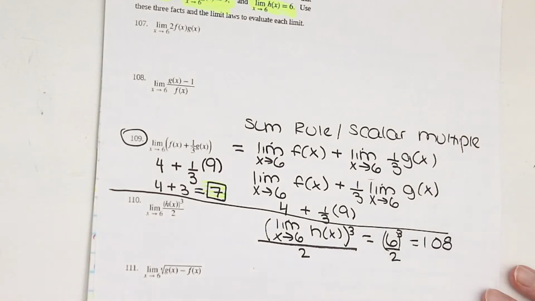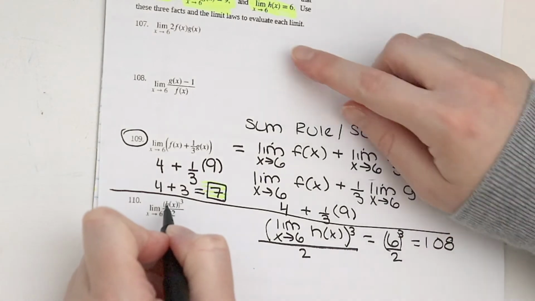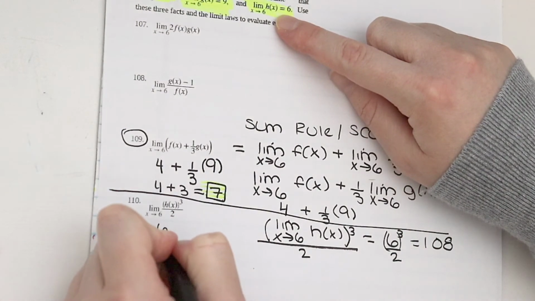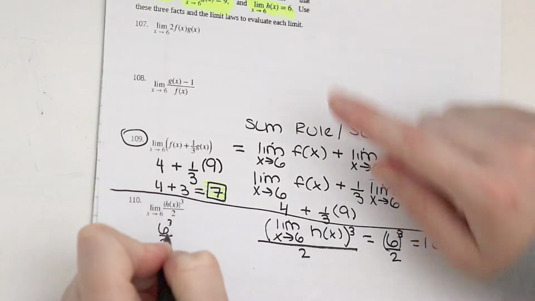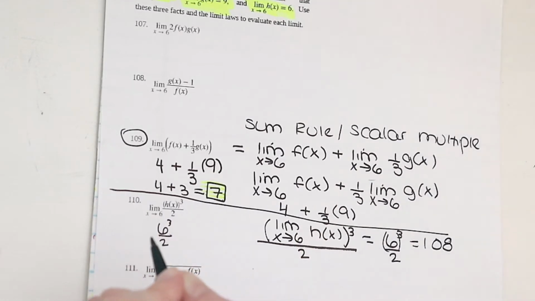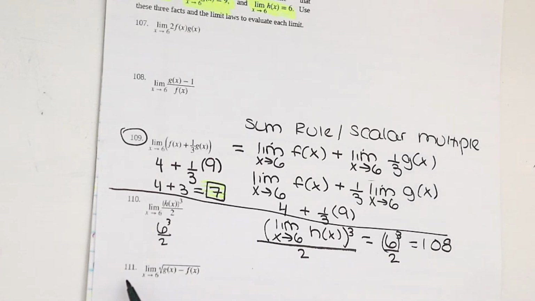Okay, and so again, this is where a lot of students will just be like, okay, well, the limit of h of x is 6 raised to the 3 over 2, and they kind of skip that justification of the power rule. Okay.